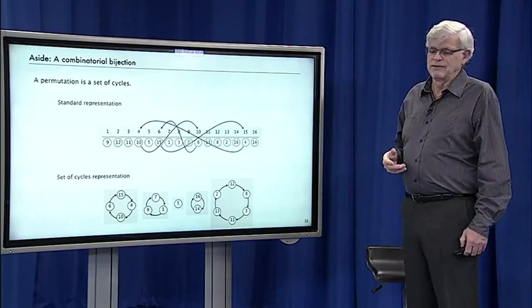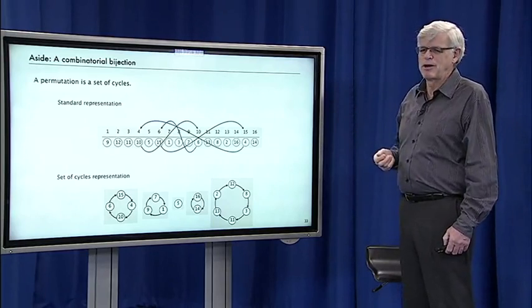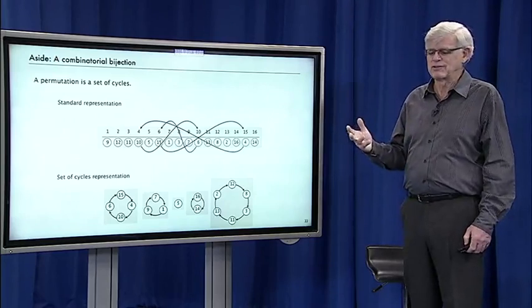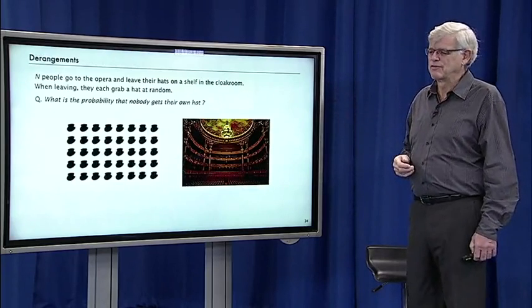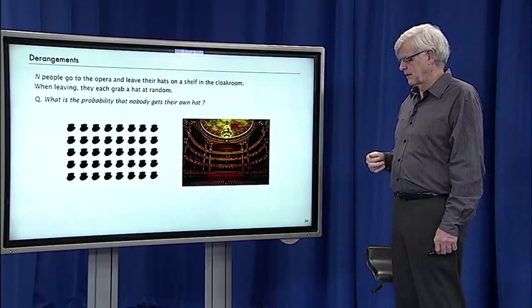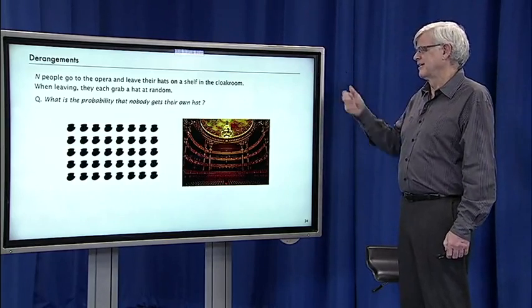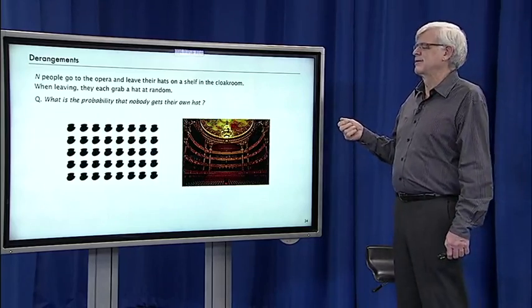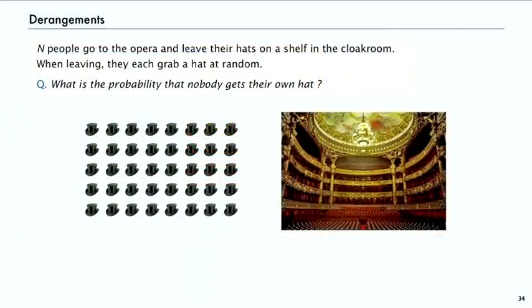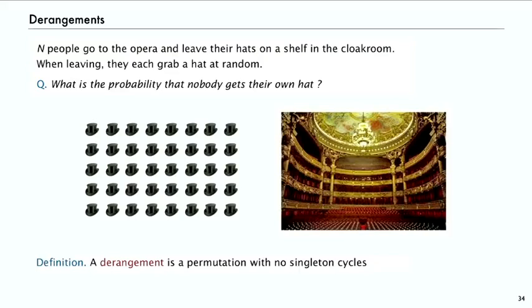So that brings us to our first actual problem that you might not know the answer to, because it's a classical problem, but we'll get to one that you don't know the answer to. And that's the derangements problem. This is a famous problem from the 18th century. At that time it was cast in this way: you have n people who go to the opera, and they leave their hats on a shelf in the cloakroom, but they all look the same. And so when they leave, they each grab a hat at random. And the question is, what's the probability that nobody gets their own hat?